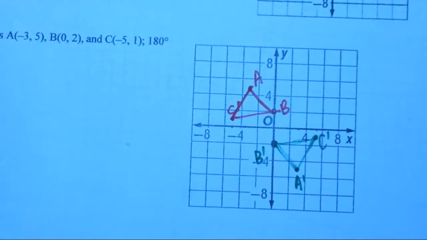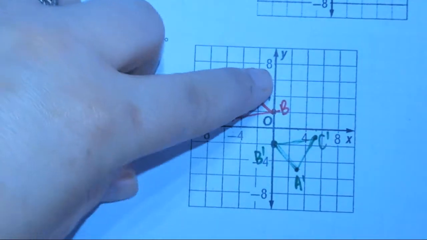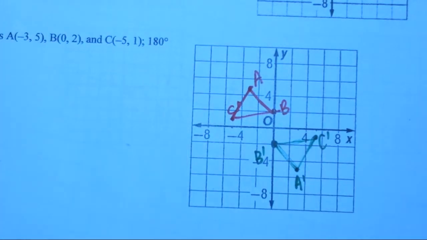Okay, and now it actually looks like the shape turned around because A was on top and now A is on bottom. That makes sense. You turned around. You turned the shape around. Are you good with that 180? Are there any questions on 180?